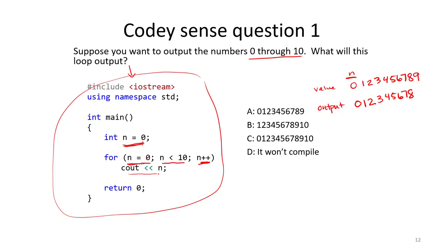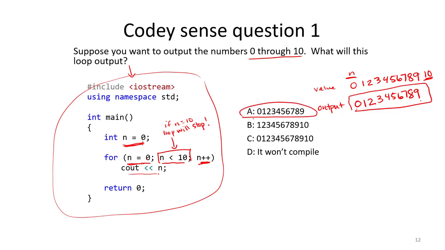Let's look at what happens when n is 9. N is 9. 9 is still less than 10, so we output 9. Then n becomes 10. But look what happens here. Our for loop only runs as long as n is less than 10. So if n equals 10, the loop is going to stop. So our outputs are only going to be from number 0 through number 9. The correct answer here is choice A.